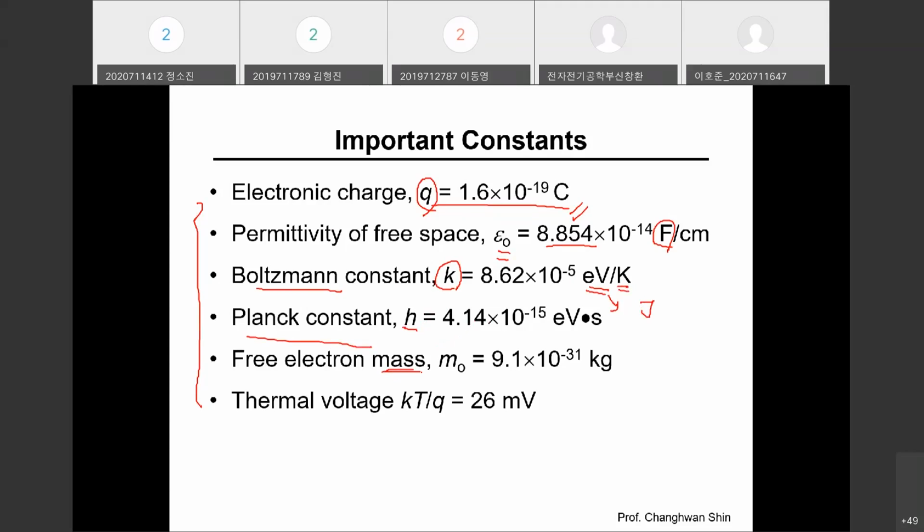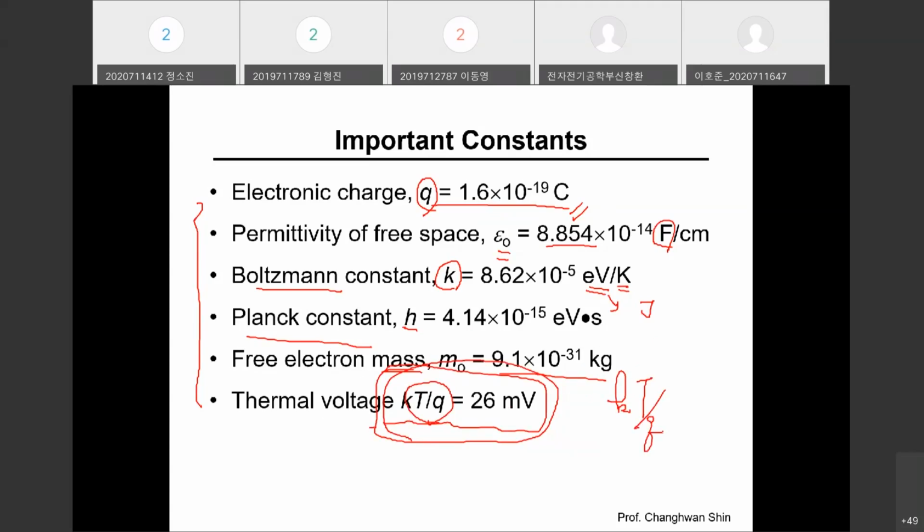Planck constant is 4.14 times 10 to the minus 15 electron volt times second. And mass of free electron, a single electron, how heavy it is? Well, the answer is m sub naught is 9.1 times 10 to the minus 31 kilogram. And lastly, you should remember this number. This is a very important number in device physics. If you don't know this value, kT over q, then maybe you should not become a professional in the field of semiconductor devices.